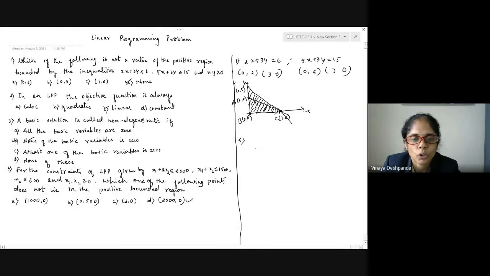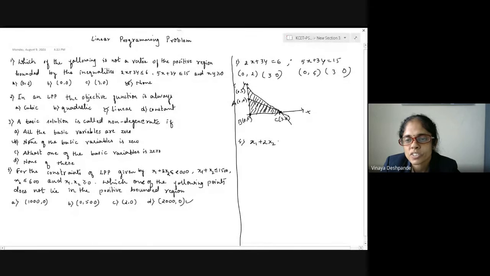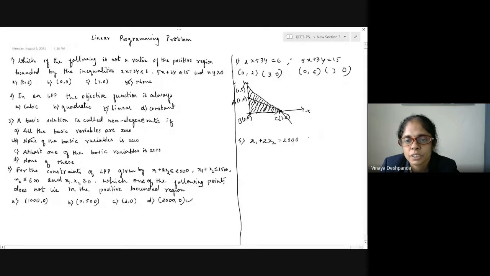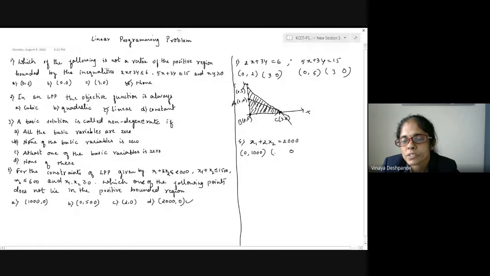Next, come to the fourth question. For the constraints of an LPP given by x1 plus 2x2 less than or equal to 2000, x1 plus x2 less than or equal to 1500, x2 less than or equal to 600, and the non-negativity conditions x1, x2 greater than or equal to 0, which of the following points does not lie in the feasible region? For that again we have to find the points and plot the graph. x1 plus 2x2 is equal to 2000. Put x1 as 0, x2 is 1000. Put x2 as 0, x1 is 2000.